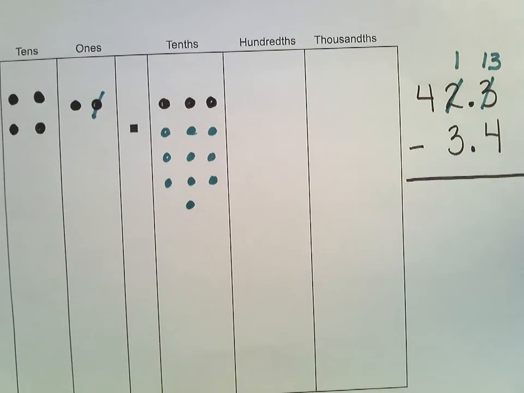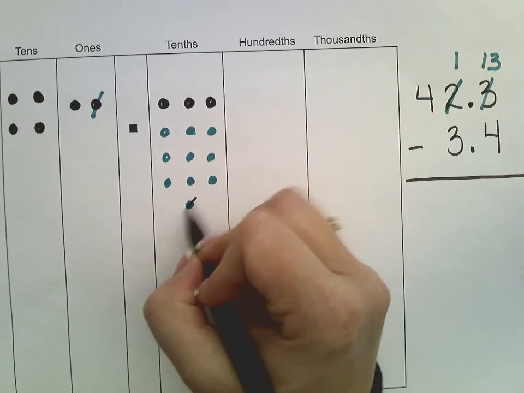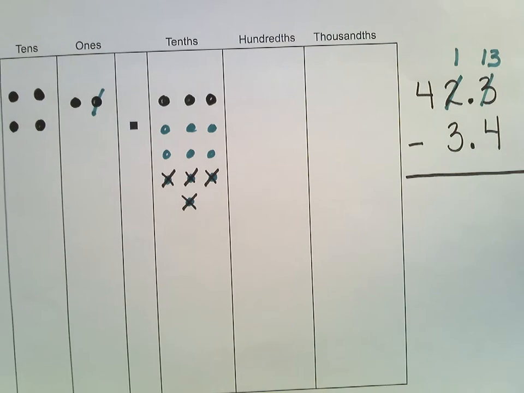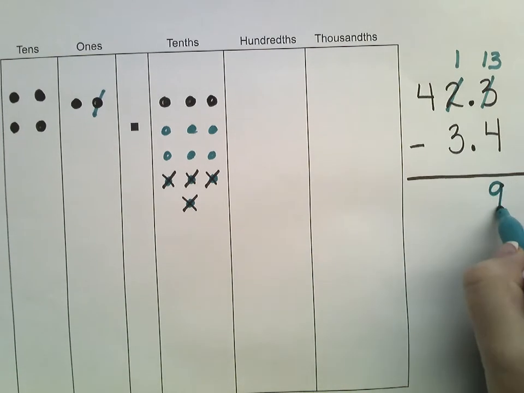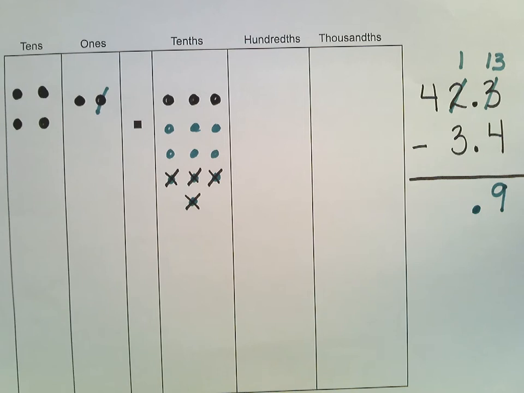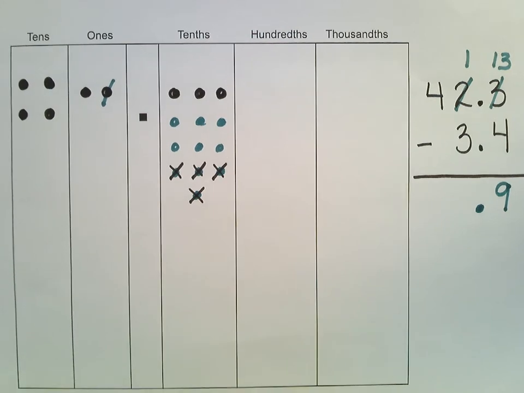So now I can subtract. I can take away 4 of those tenths. Let's go ahead and do that. I went ahead and took away 4 of those tenths. If I look at what's left, I have 9/10 left. Let's go ahead and subtract that and show that 9/10. Bring your decimal straight down. Now I'm going to go ahead and continue.